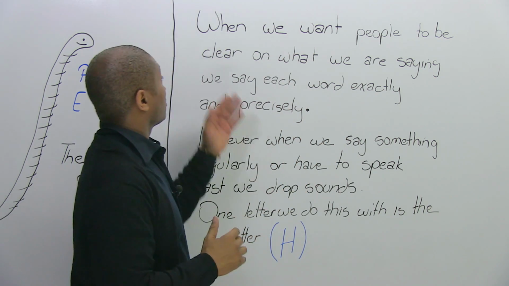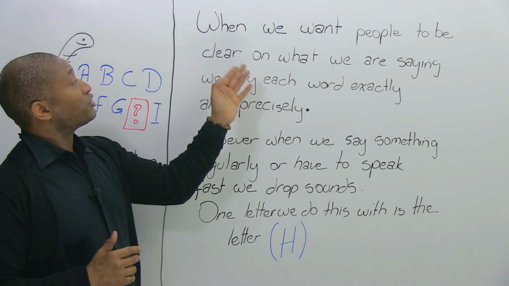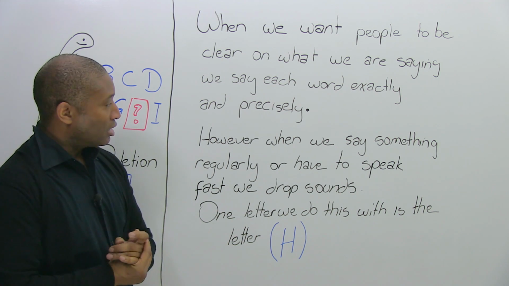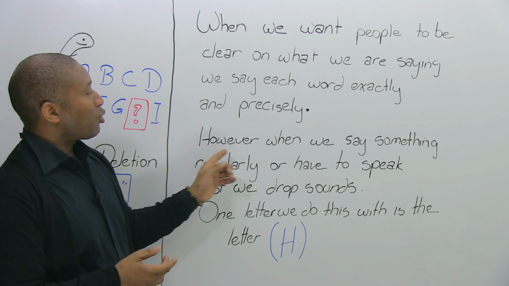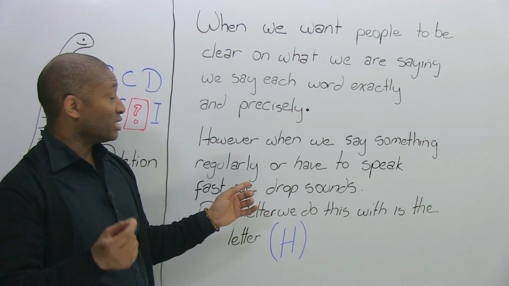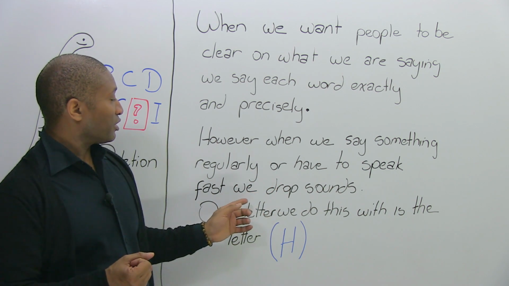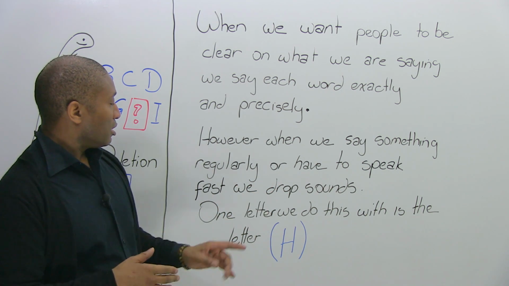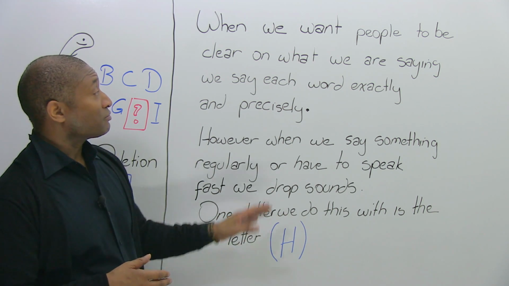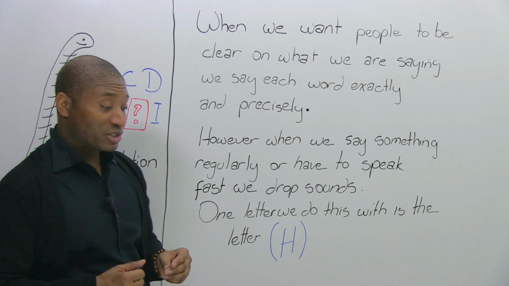Quick note, okay? When we want to be clear on what we are saying, we say each word exactly and precisely. However, when we say something regularly, or we speak quickly or fast, we drop sounds. One letter we do this with is the letter H, okay? So that's going to be my quick explanation on that.